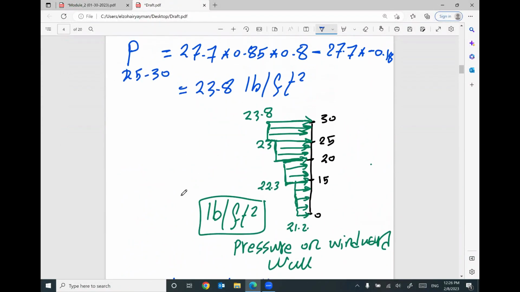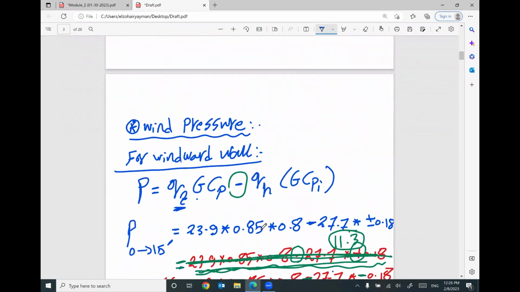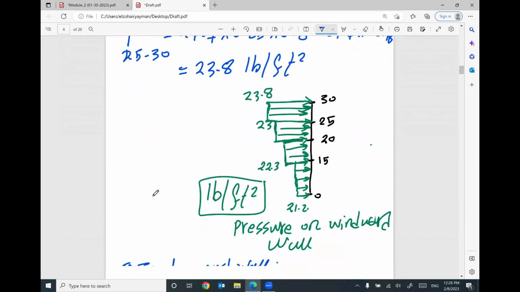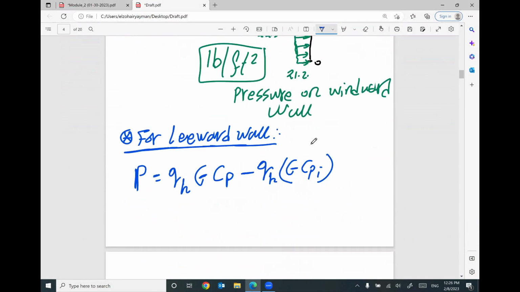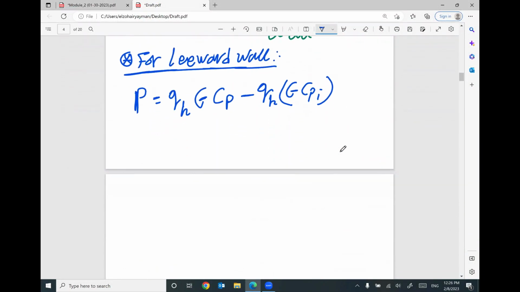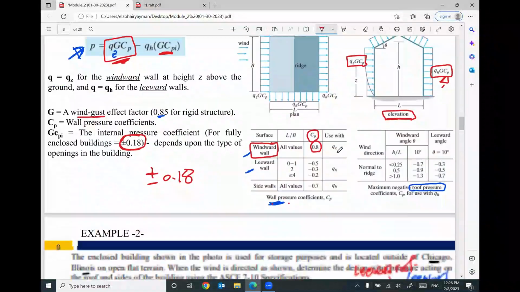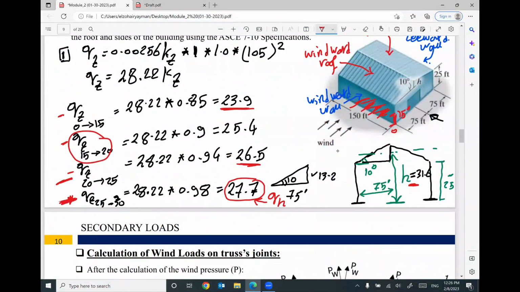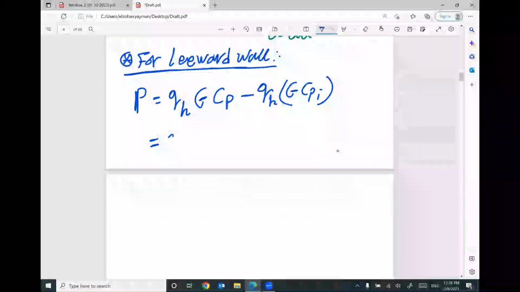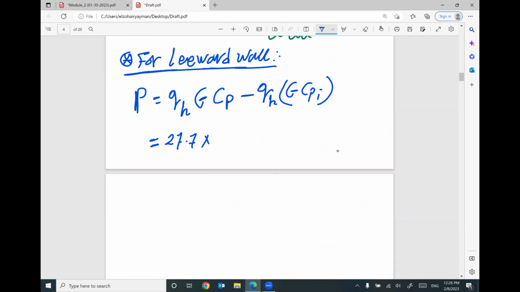Keep in your mind the first difference between leeward and windward. We are using QZ here for windward, which is variable by height, so your pressure is variable by height. For leeward, we are going to use QH instead. QH is a constant value. We know this value, QH equals 27.7. G is a constant, 0.85.